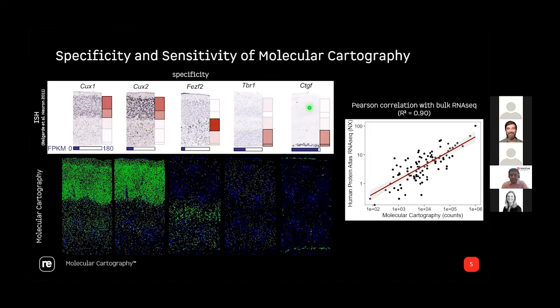And just as a case in point, if you look at, let's say, CTGF, that's expressed in a very thin layer, 6B, and we pick up exactly 6B for the expression of CTGF. So what I'm saying here is that when it comes to specificity, the technology is highly specific. Now, to have a measure of sensitivity, we compared our data with bulk RNA-seq. And again, as you can really nicely see, the correlation is 0.9, so it's quite strong.